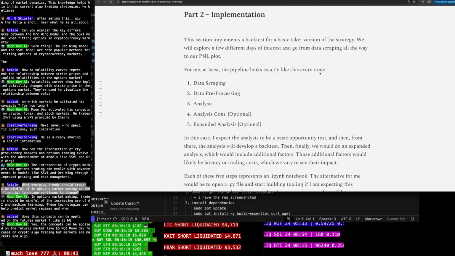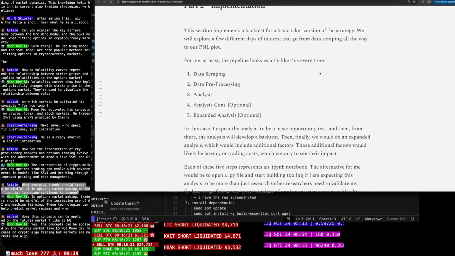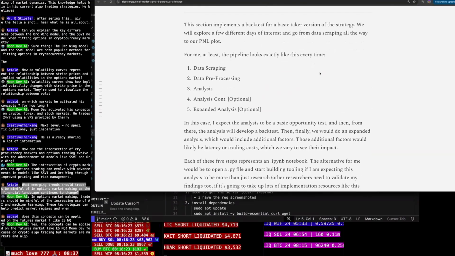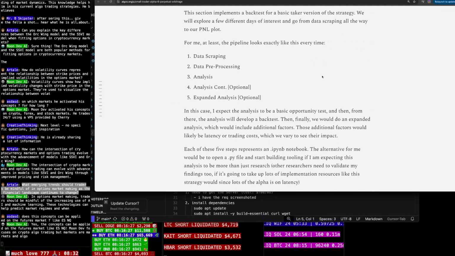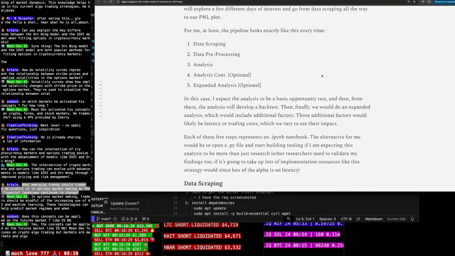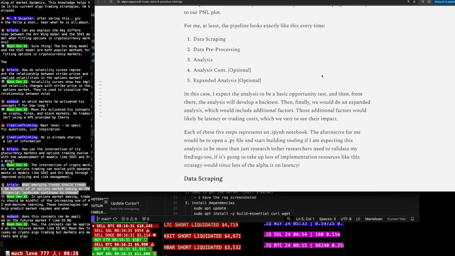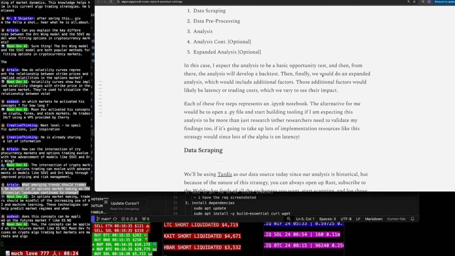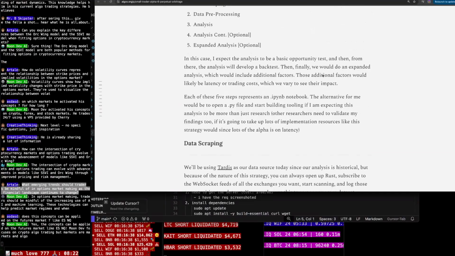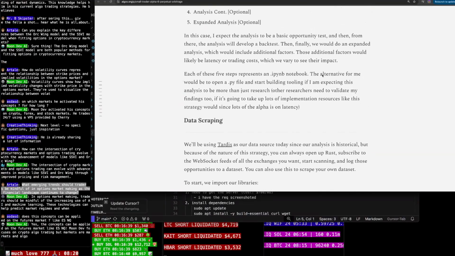Implementation. This section implements a backtest for a basic taker version of the strategy. We will explore a few different days of interest and go from data scraping all the way to our P&L plot. For me, at least, the pipeline looks exactly like this every time. Data scraping, data pre-processing, analysis, continued, expanded analysis optional.